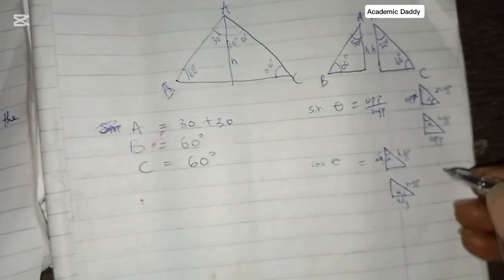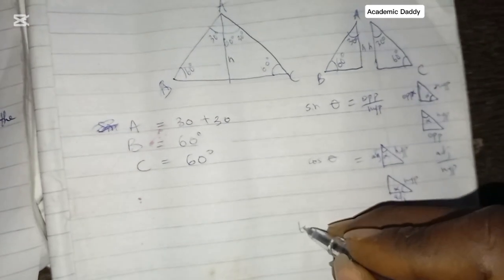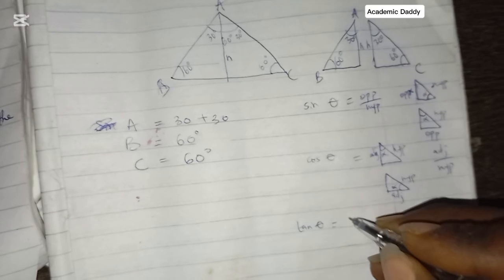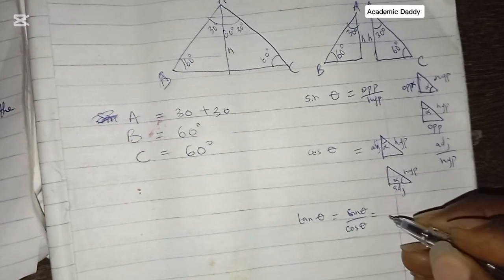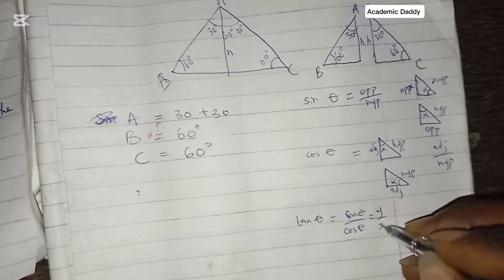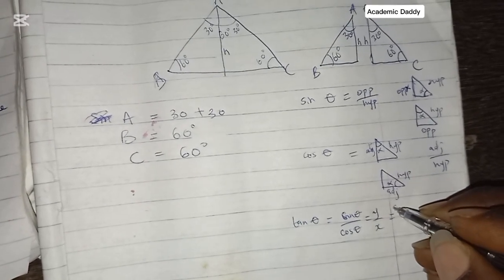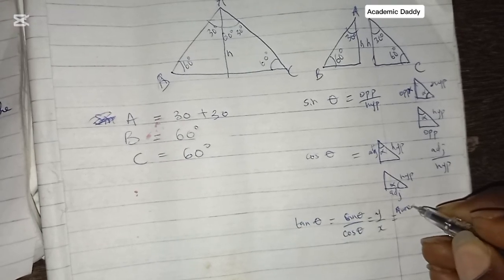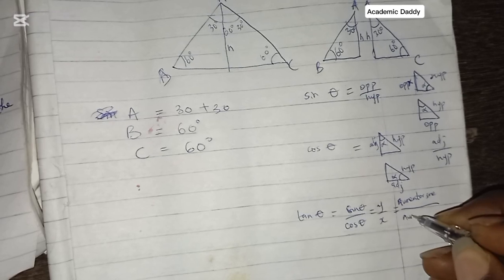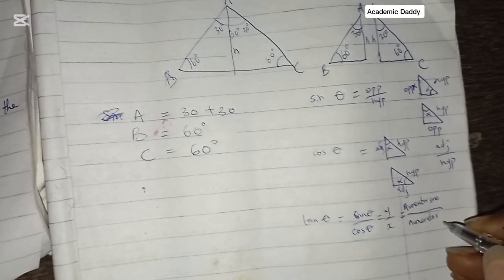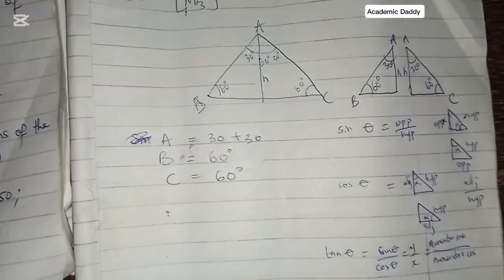For tan theta, it will always be sine theta over cos theta, or you say it will always be the same thing as y over x, or whatever you see on the numerator of the sine, all over whatever you see on the numerator of the cos, because the denominator will always be the same. So if I know this, let's now try to do this.